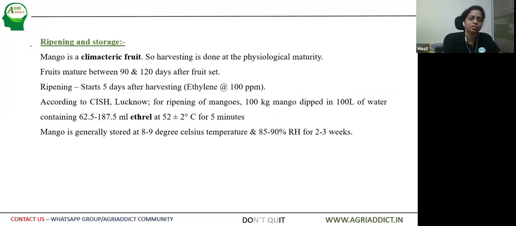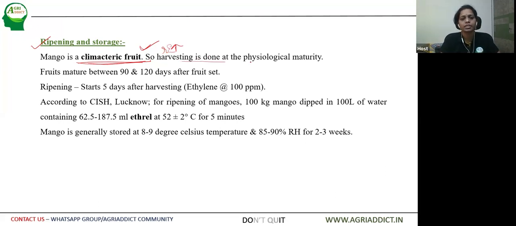Then coming to ripening and storage. After harvesting and proper post-harvest handling techniques, then ripening. If you look, the systematic term is called climacteric fruit. So the fruit ripens as and when it is plucked from the tree. Thereby the ethylene and respiration rates are going to increase drastically when compared to other fruits. So that is the reason why mango fruit is called a climacteric fruit.